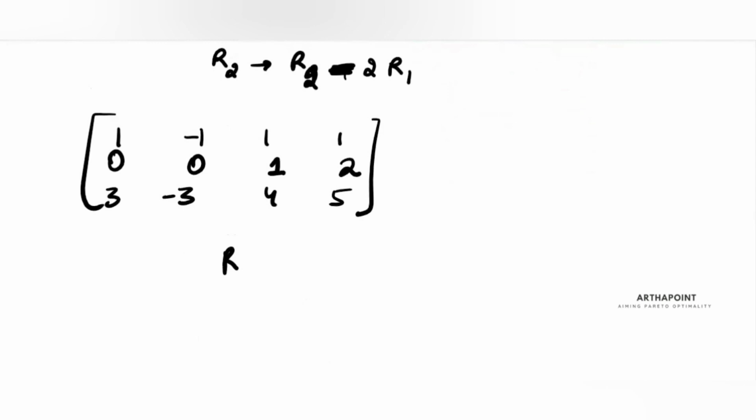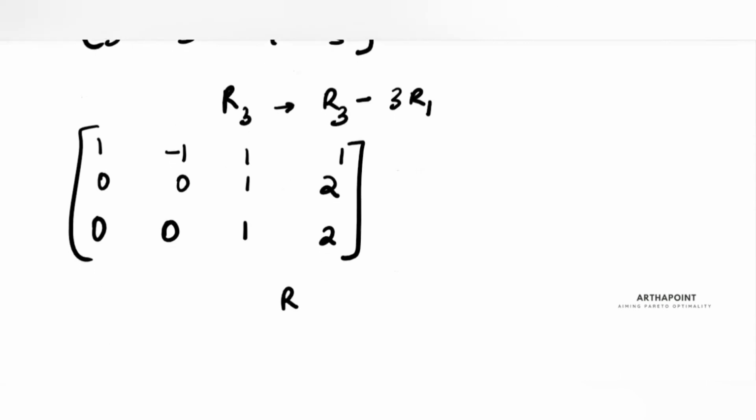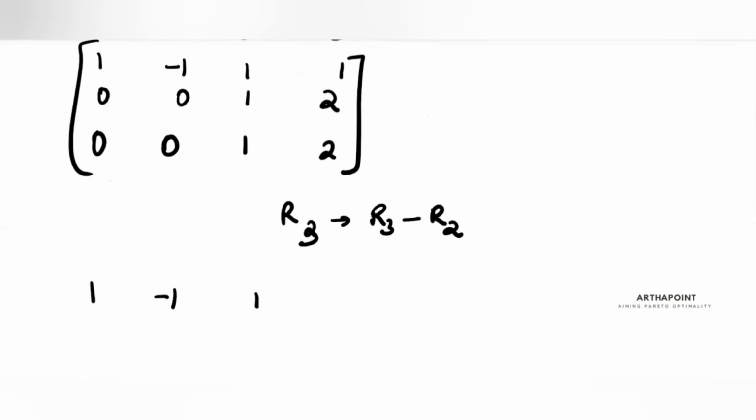And now I can say R3 goes to R3 minus 3 times R1. Please do it only after you understand the previous lectures. So 1, minus 1, 1, 1, 0, 0, 1, 2. And 3 minus 3 is 0, minus 3 minus minus 3 is 0, 4 minus 3 is 1, 5 minus 3 is 2. And now R3 goes to R3 minus R2. So I will get 1, minus 1, 1, 1, 0, 0, 1, 2, 0, 0, 0, 0.